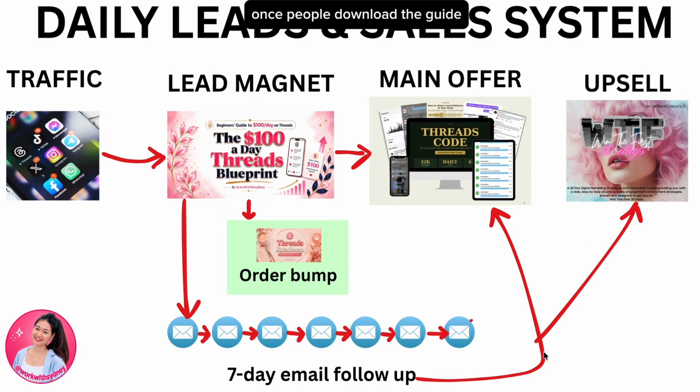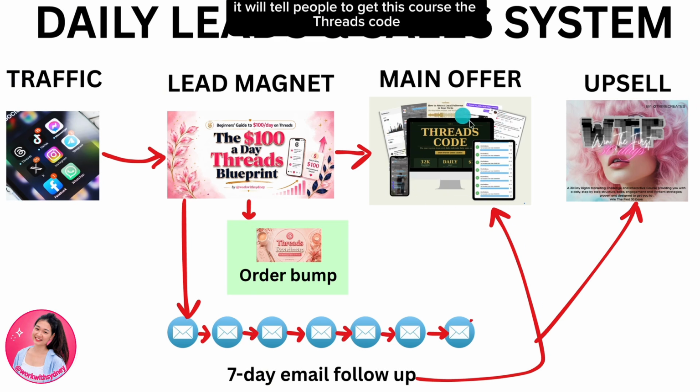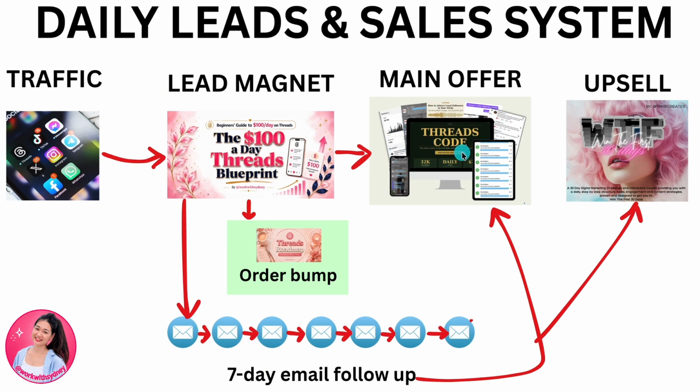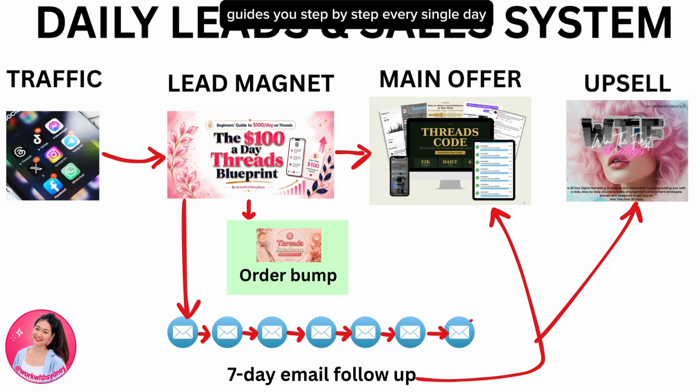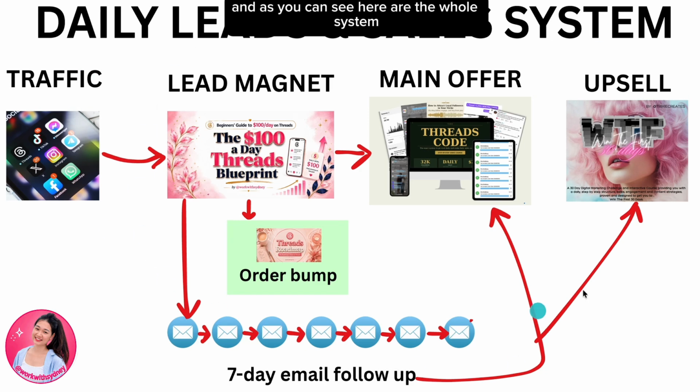Once people download the guide, it will tell people to get this course, the Threads Code. This is an amazing offer, that's why it converts so well. Also, these emails are designed to convert people to get the Threads Code as well. And I also add one more upsell with the Win the First program. It's an interactive 30-day program that guides you step by step every single day to stay consistent. And I also add my one-on-one support when people get these products as well. And as you can see, here is the whole system.